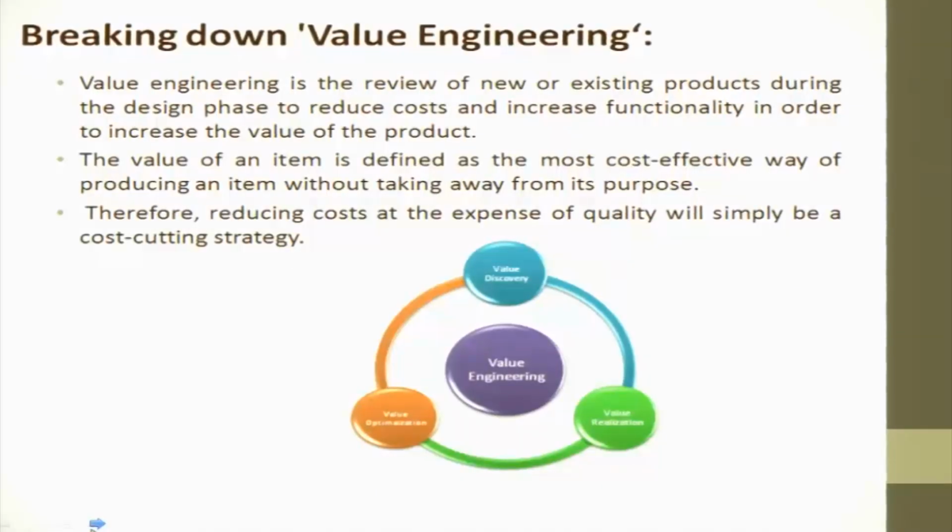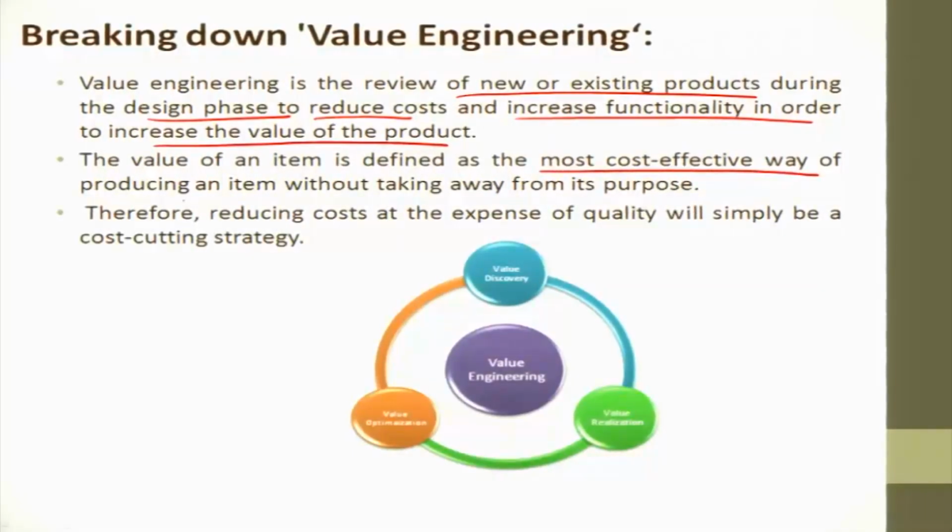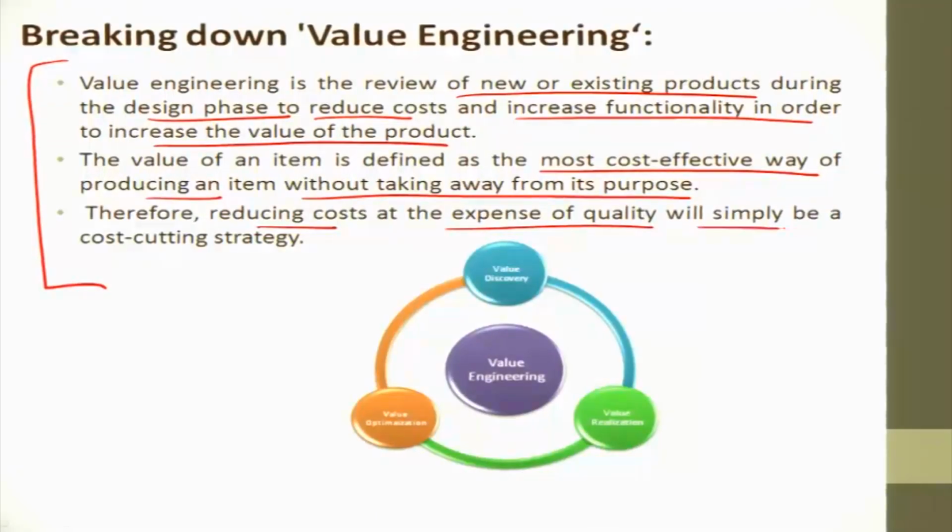So, breaking down value engineering. Value engineering is, as I said, the review of new and existing products during the design phase to reduce cost and increase functionality in order to increase the value of the product. The value of an item is defined as the most cost effective way of producing an item without taking away from its purpose. We are revisiting these things again. Reducing cost at the expense of quality will simply be a cost cutting strategy. So, this is not value engineering. Value engineering is maintaining the quality and then reducing the cost.